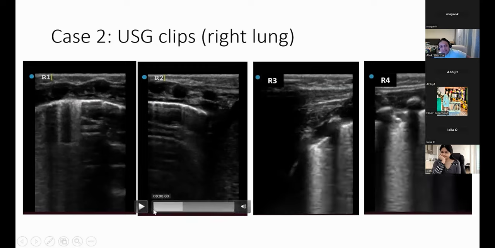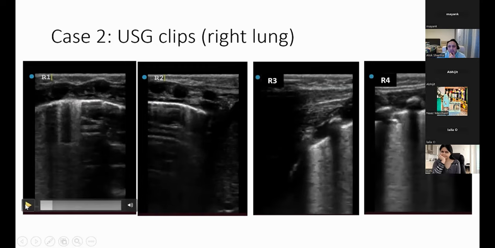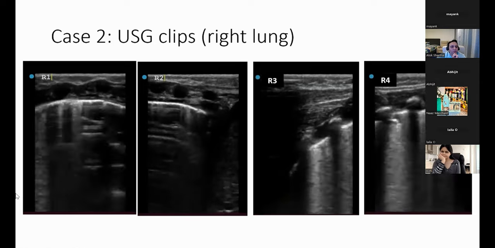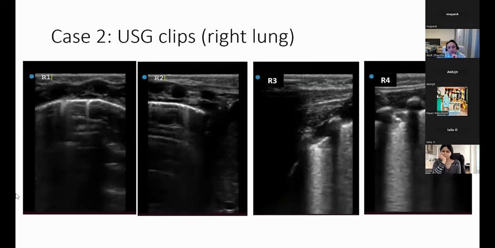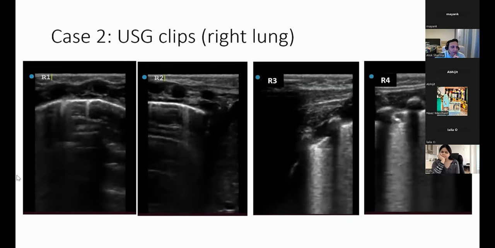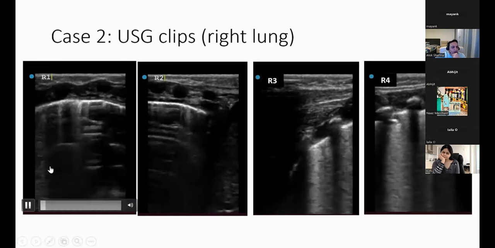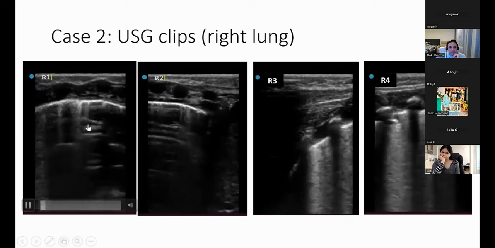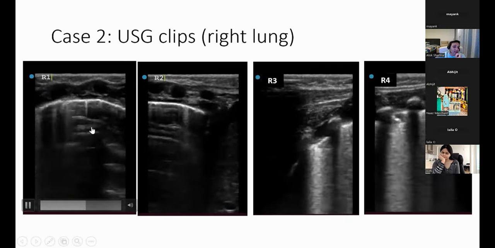What you're classically seeing from R1 to R4 is just classical lung transition. Now, clearly from our perspective, when you look at R1, you've got an element of the upper half of the lung field being B dominant, and the lower half of the lung field having A lines. So this basically is a double lung point.